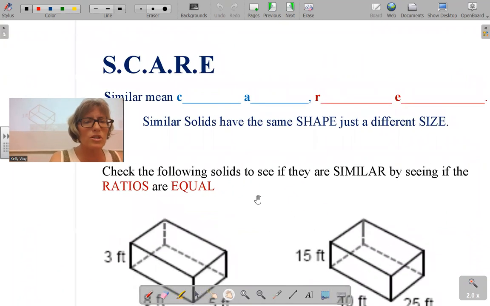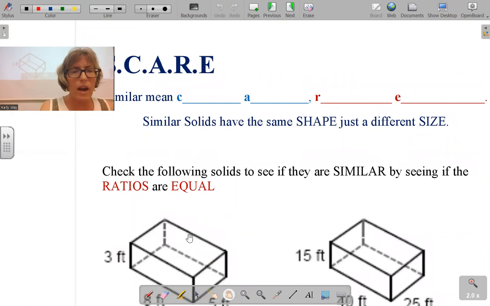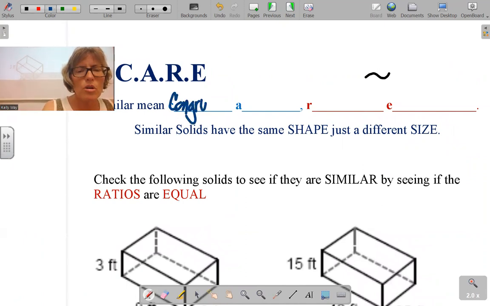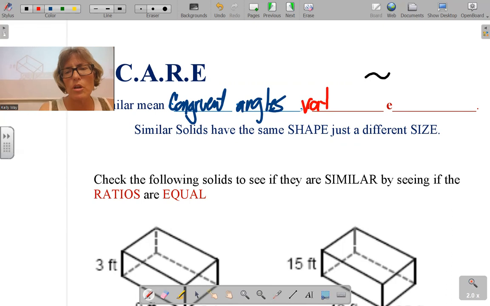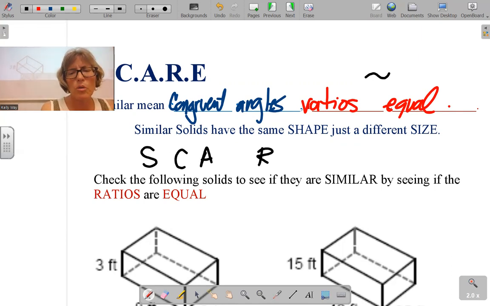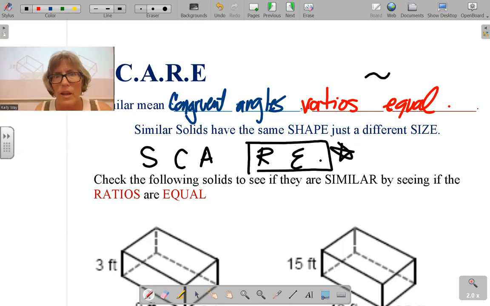So right here, just to recap what scale means. Scale, which is the concept of similarity, means that you're going to have congruent angles, ratios equal. Similarity means congruent angles, ratios equal. Box the ratios, this is kind of where all your work's going to be. The slang definition of similarity is similar solids have the same shape, they're just a different size, like small, medium, large boxes of candy.